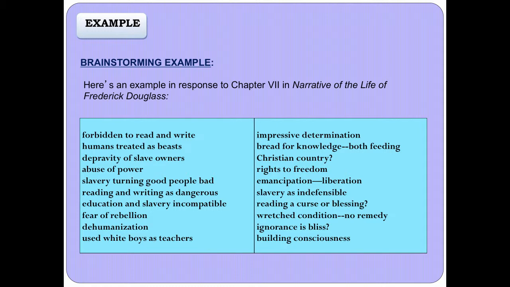Forbidden to read and write. Humans treated as beasts, depravity of slave owners, abuse of power, slavery turning good people bad, reading and writing is dangerous, education and slavery incompatible, fear of rebellion, dehumanization, used white boys as teachers, impressive determination, bread for knowledge, both feeding, Christian country, rights to freedom, emancipation, liberation, slavery as indefensible, reading a curse or blessing, wretched condition, no remedy, ignorance is bliss, building consciousness.